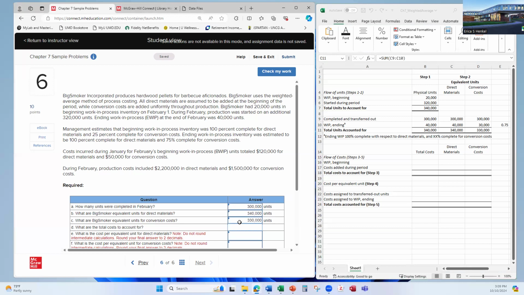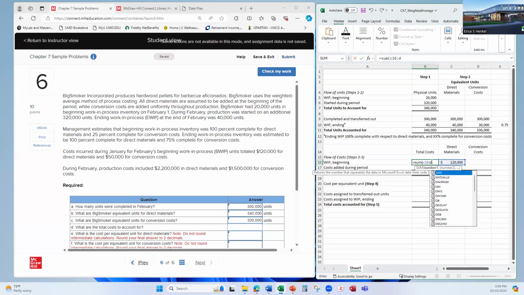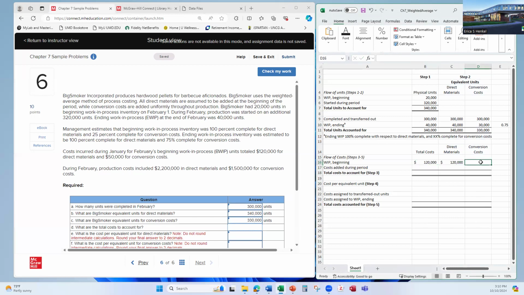Beginning work in process units totaled 120,000 for direct materials and 50,000 for conversion costs. I didn't have that, sorry, didn't get that in there. All right, so total of 170,000.